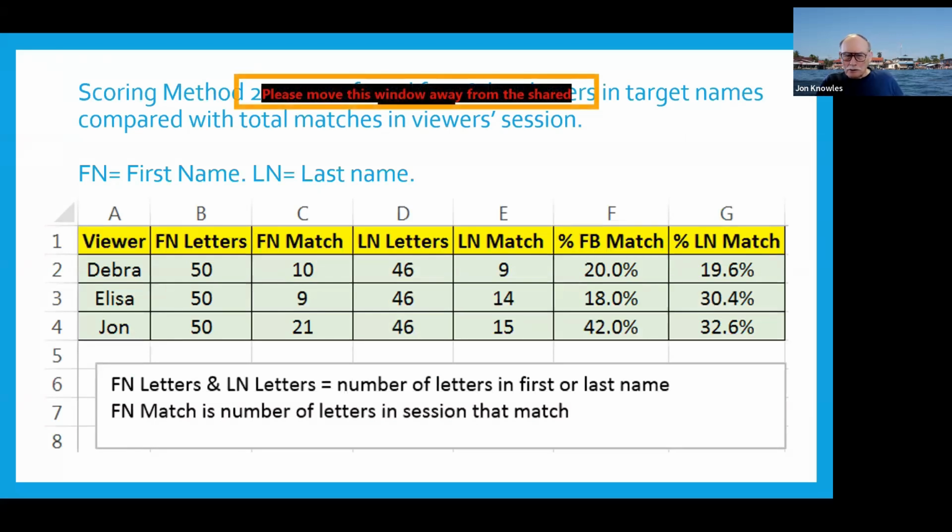So again, this is the three of us, when there were a total of 50 first name letters and 46 last name letters, because some of the taskings had more than one name. As we saw, one of them had 3 names. And again, the percentages are mostly around 30, but from 18 to 42.